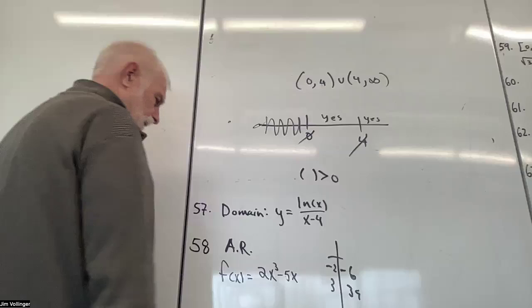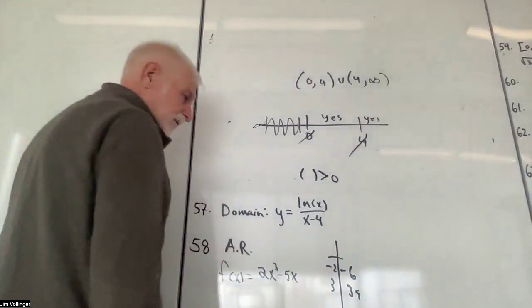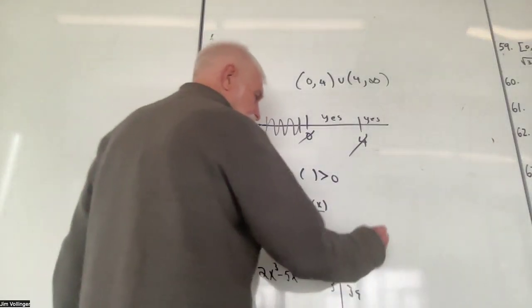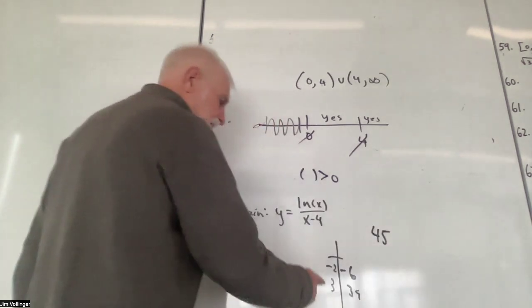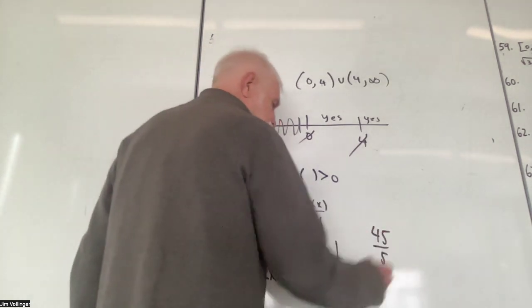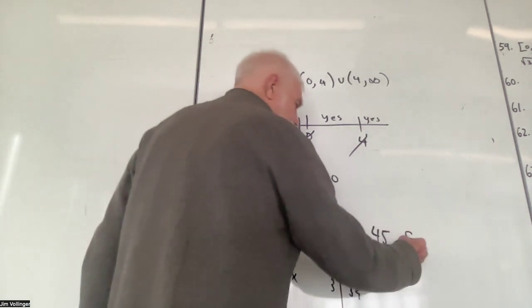All right, so average rate of change is the slope. So from -6 to 39 is 45 units, and from -2 to 3 is 5. So this is going up at 9 to 1.